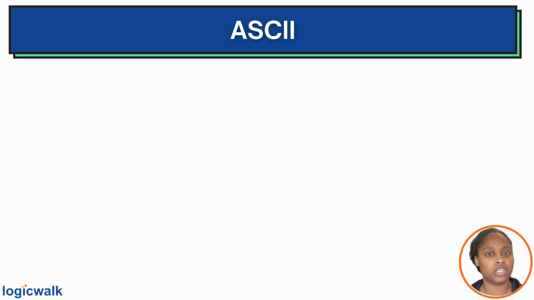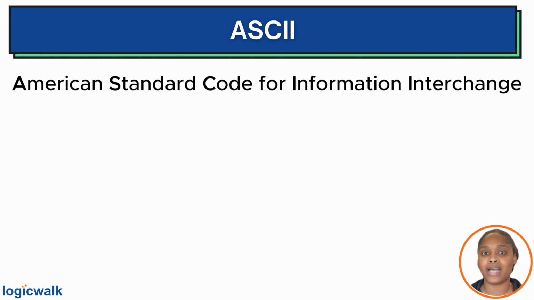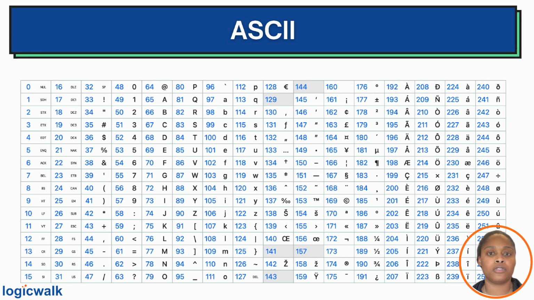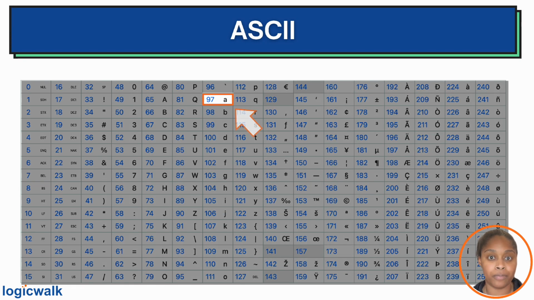Computers work most efficiently with numbers. That's why we use ASCII, a system that assigns a unique number to every character. For example, instead of storing a lowercase a directly, the computer stores its corresponding ASCII number, which is 97.